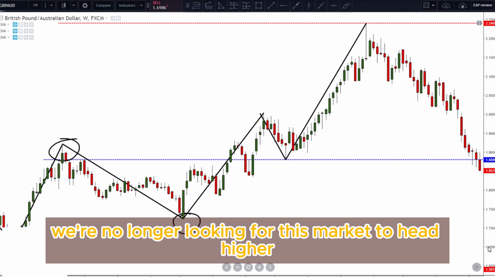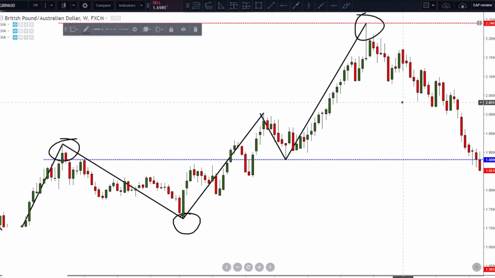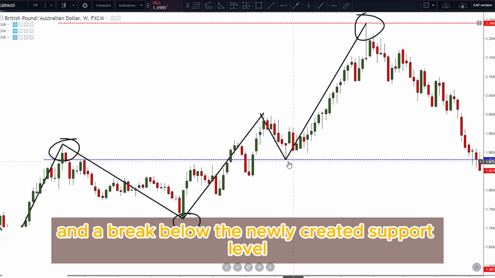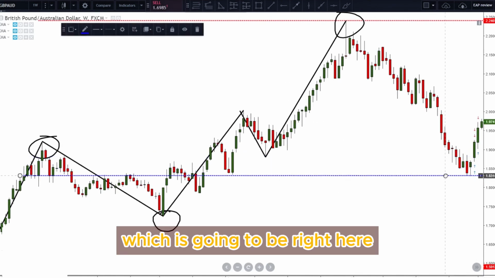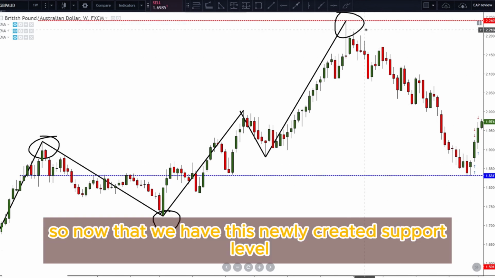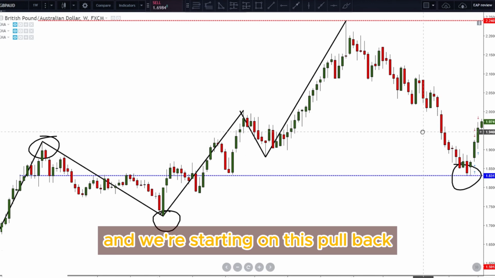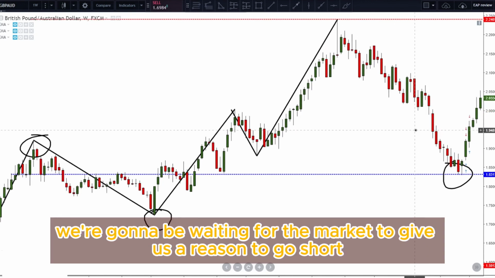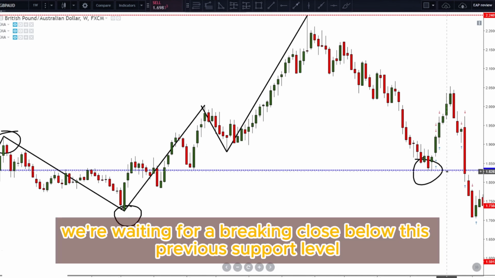We're no longer looking for this market to head higher than our previous level. We're now waiting for a pullback and a break below the newly created support level, which is going to be right here. So now that we have this newly created support level, and we're starting on this pullback, we're going to be waiting for the market to give us a reason to go short, and then we're waiting for a break and close below this previous support level.